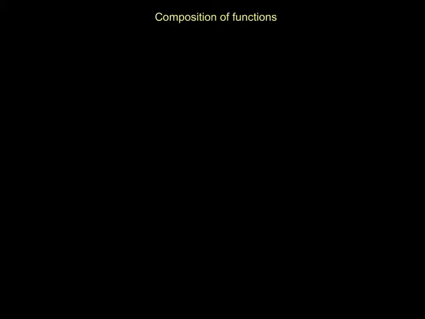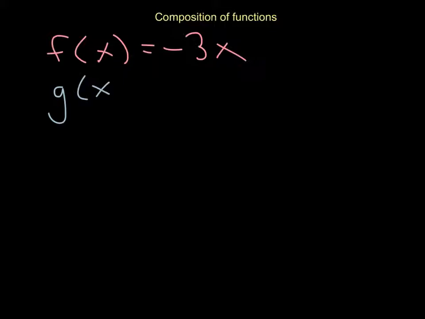In composition of functions, you typically have a couple of functions. One of them might look like this, f of x equals negative 3x, and another function, we'll just call this one g of x, and I'll use a different color for reasons you'll see in a minute, and I'll say that's equal to 2x minus 5.